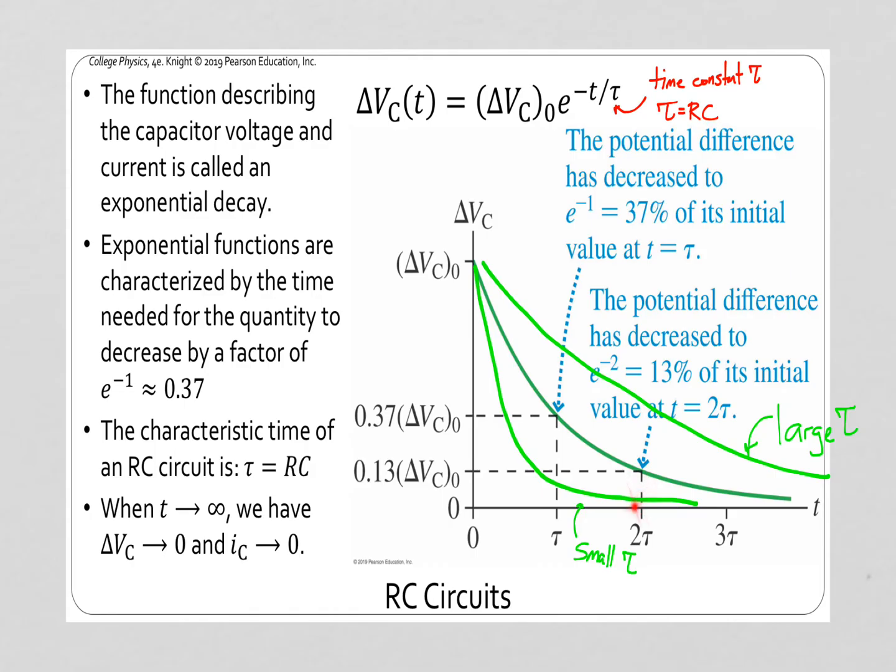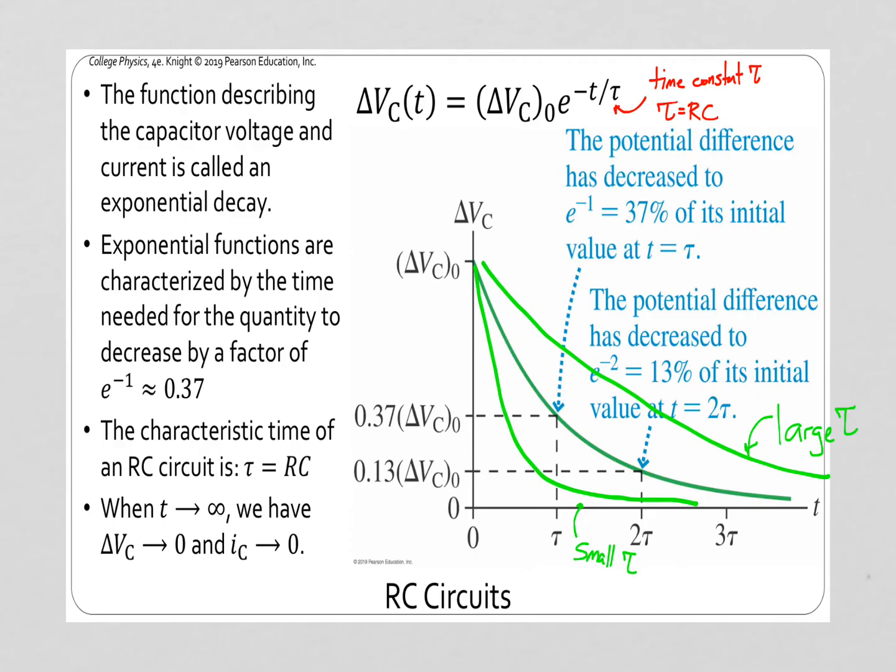If you go 2 time constants down, that ends up being e to the negative 2 when t equals 2 tau, and so you should be at about 13% of your original value. And so you can look at what this graph looks like, how much time it takes to reach these various milestones, and you can figure out what the time constant of the curve must be.